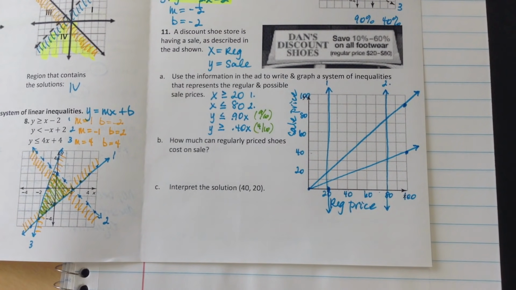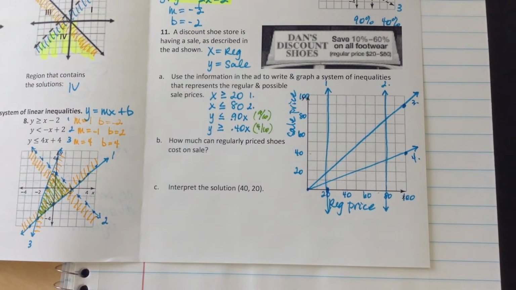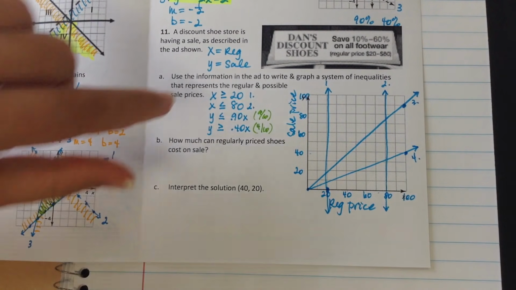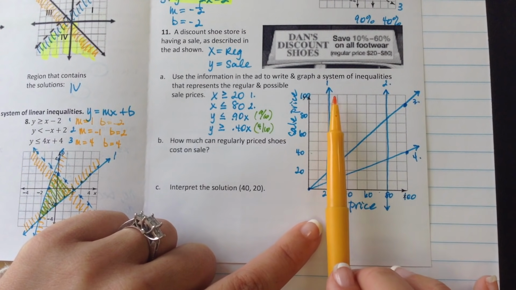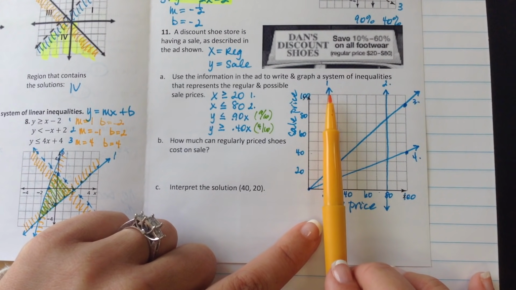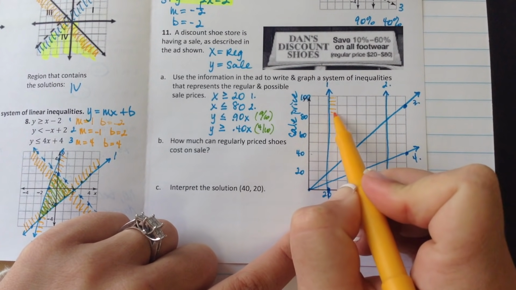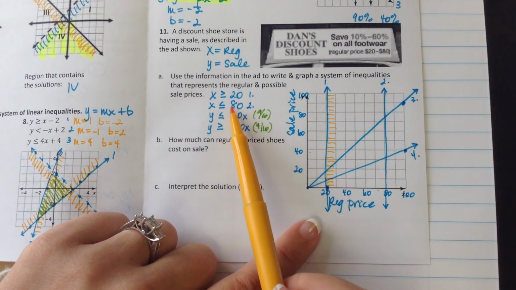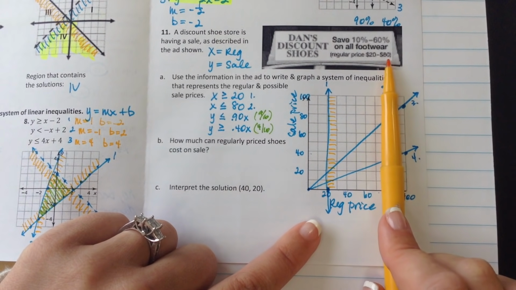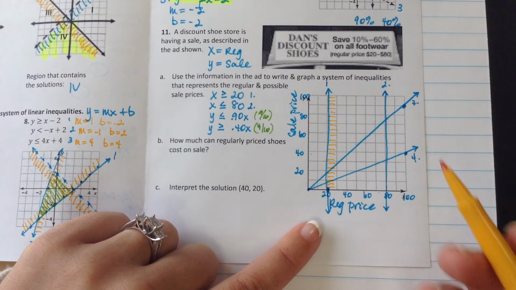Now, doing our shading. I didn't label this. This is equation 3, and this is equation 4. Okay, first equation, x is greater than 20. Here's my first equation. Greater than, we want to shade towards the numbers that are greater than 20. The numbers that are greater are going to be to the right. So we'll do greater than 20. Equation 2, less than 80. Here's my line for equation 2. I want to shade to the numbers that are less than, which is going to be to the left.